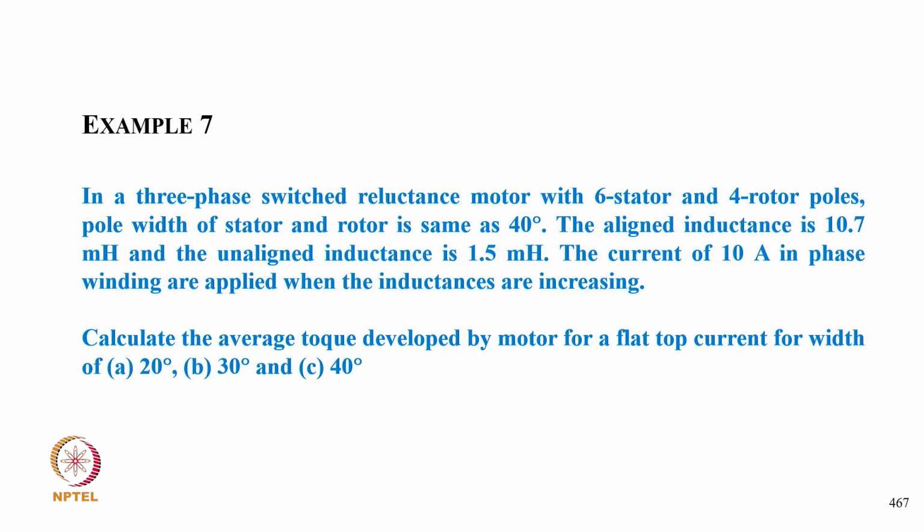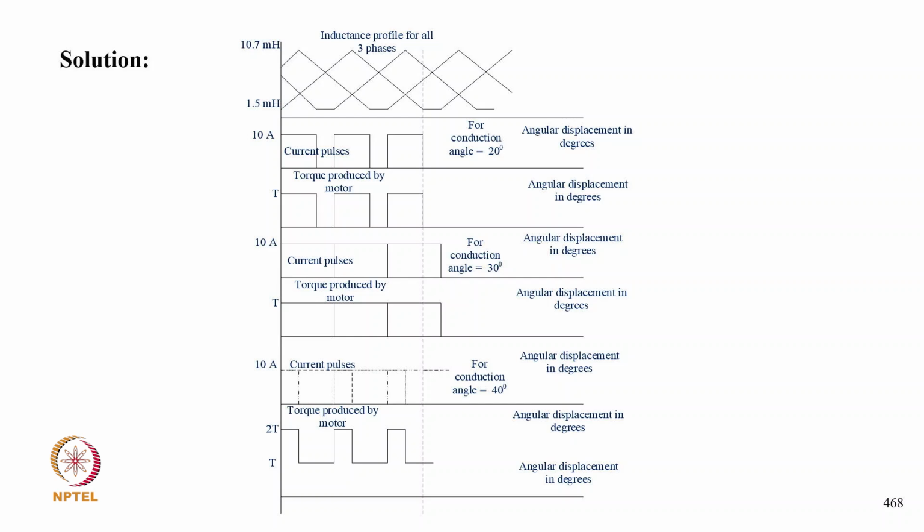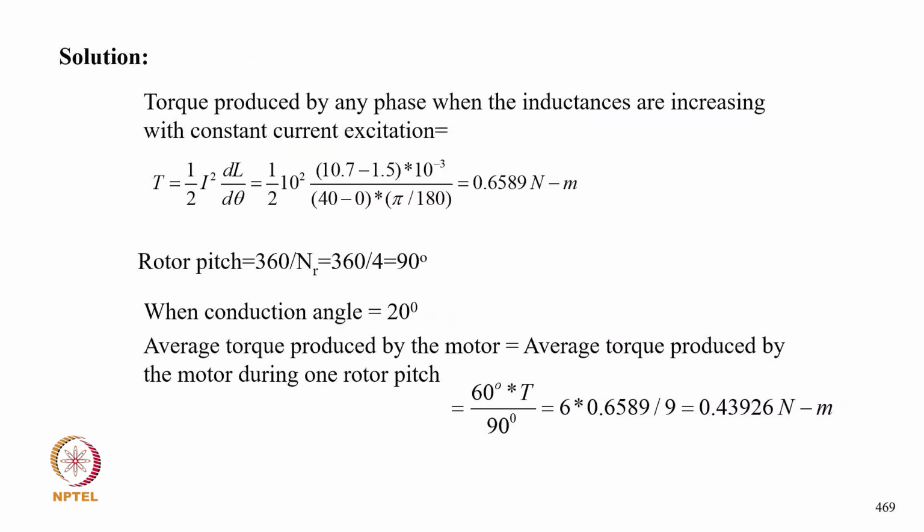Now coming to example 7. In a 3-phase reluctance motor with 6 stator and 4 rotor poles, pole width of stator and rotor is 40 degrees, aligned inductance 10.7 millihenry and unaligned 1.5. A current of 10 ampere is applied in the phase winding when inductance is increasing. Calculate the average torque developed by the motor for flat current of width 20 degrees, 30 degrees, and 60 degrees. So here are the different waveforms we have for all three conditions.